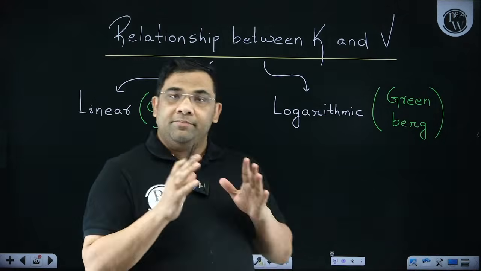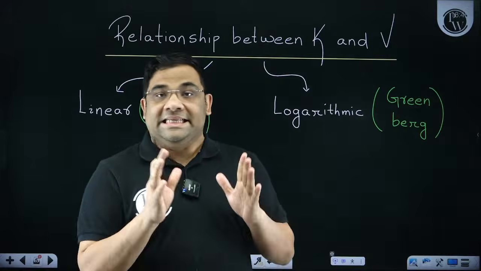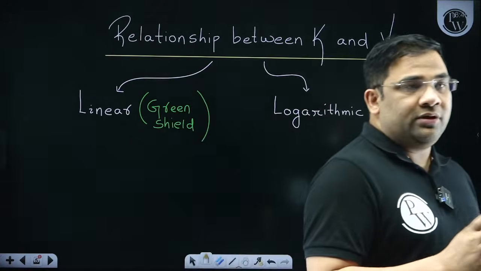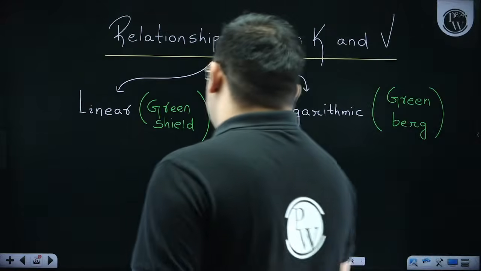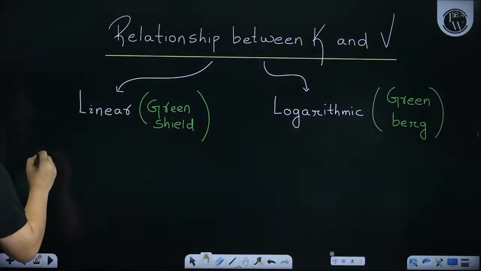When you're talking about Greenberg, the relationship is logarithmic. Greenshields is linear. They're two different scientists who proposed, not discovered, these two relationships. So let us see these two relationships. The first one is linear.